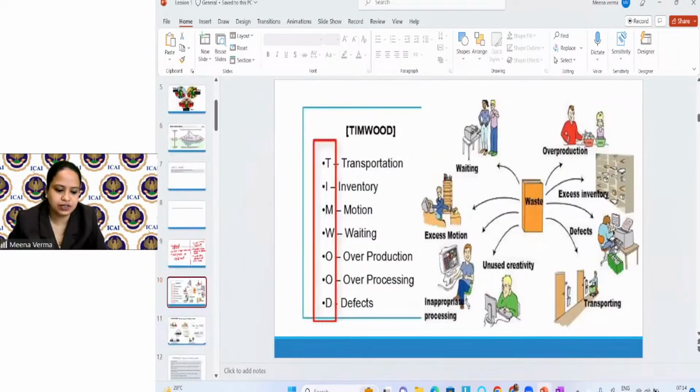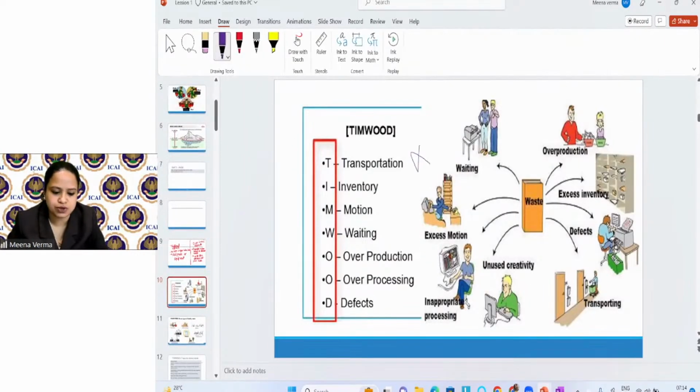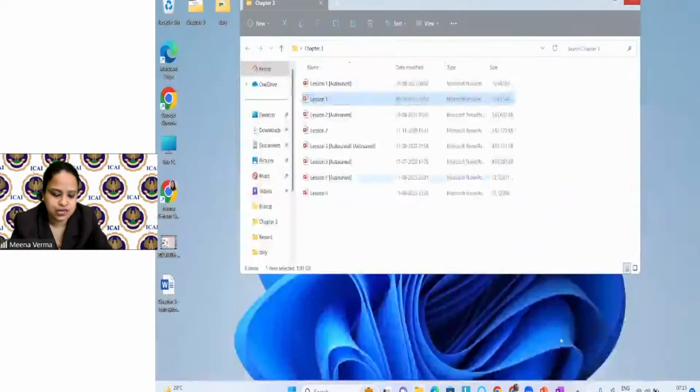Okay, so we have learned about that. We have avoided transportation using the just-in-time system. We have avoided inventory due to the just-in-time system. We have avoided motion due to the just-in-time system. We have avoided defects due to the just-in-time system. We have avoided overproduction due to the just-in-time system. Now, yes, we can avoid the waiting time and overprocessing also due to the just-in-time system.